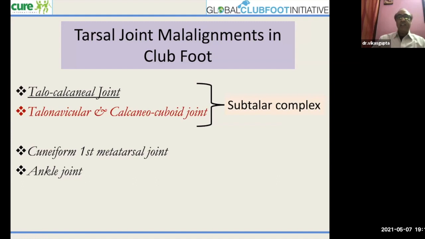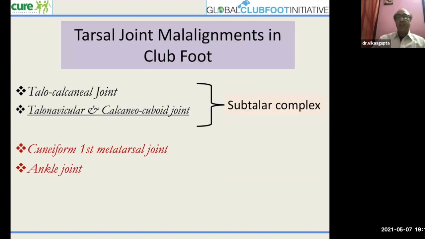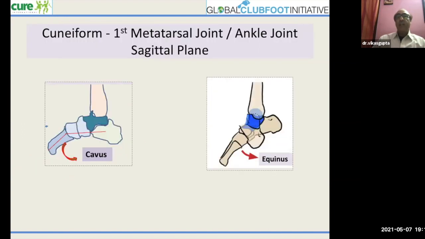Now let me finish these joints: the talonavicular and calcaneocuboid joints. They are mainly deviated in the transverse plane. Adduction is easy to understand, that is movement of the forefoot, especially the cuboid and the navicular, towards the medial body plane. As a result, the navicular is almost in contact with the medial malleolus. Now, what about the cuneiform first metatarsal joint and the ankle joint? They are deformed in the sagittal plane only. Cavus is due to plantar flexion of the first metatarsal, and equinus is due to plantar flexion of the talus at the ankle joint.